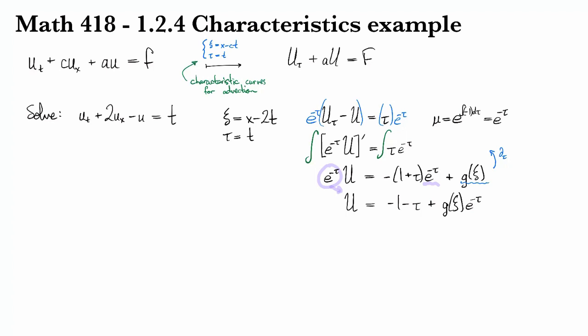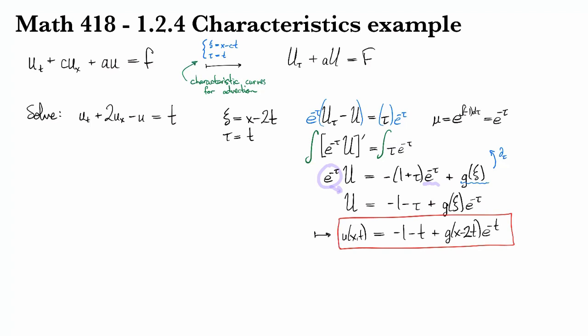All right, and so then converting back to regular coordinates, our u of x,t then is going to be -1 minus t plus g of x minus ct e to the minus t. Oh, and I forgot, our c is equal to 2, so let me just make that correction. There we go. Okay, and so there is our solution for that advection PDE.